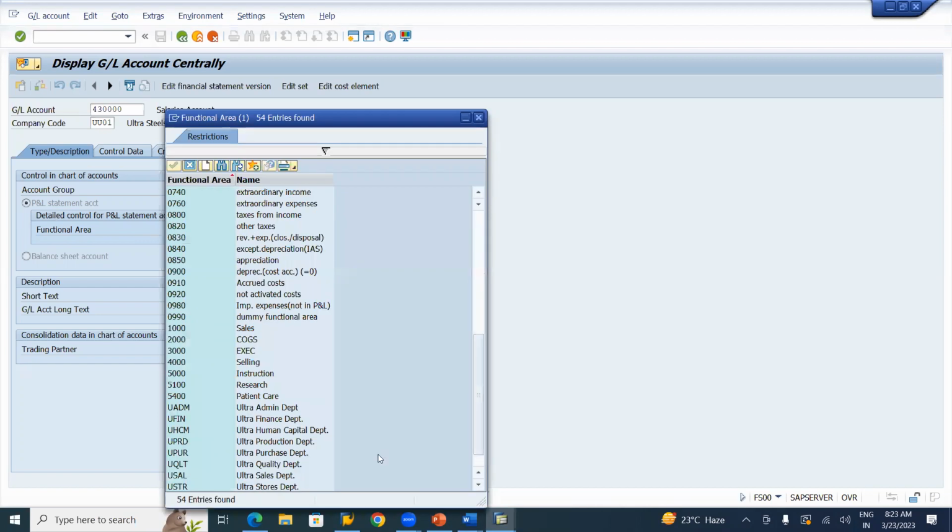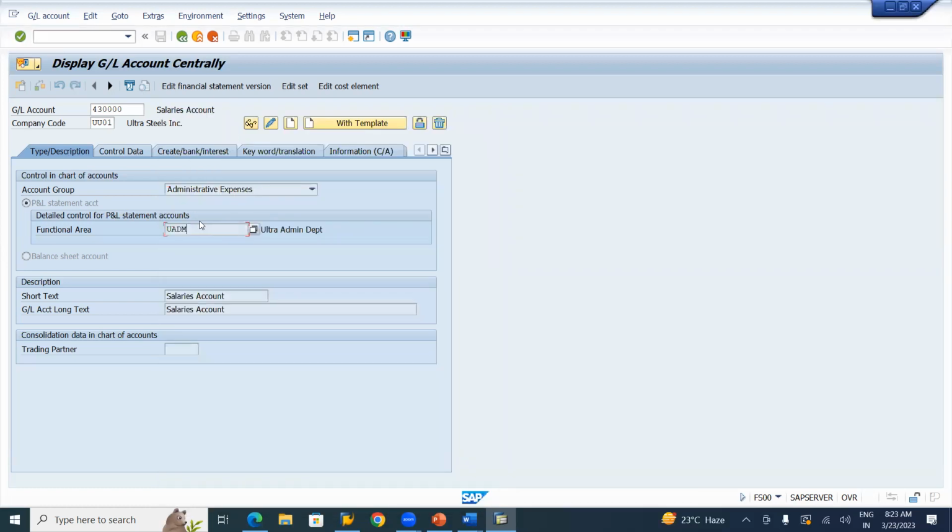For example, for my company I have created different functional areas: admin department, finance department, human capital department, production department, purchase department, quality department. This particular salaries we are paying to which department? It will come under the administration department, because the administration department will pay salaries. So we need to select the functional area called admin department. If we select balance sheet, then the functional area will be deactivated. I'll show you one here.